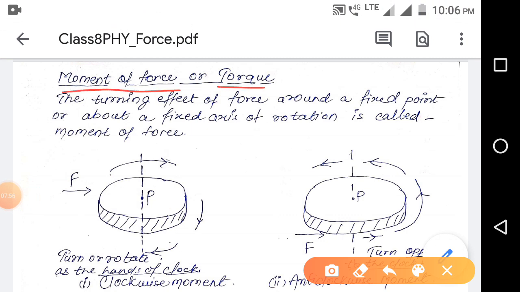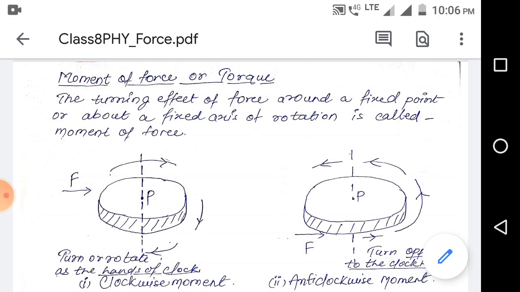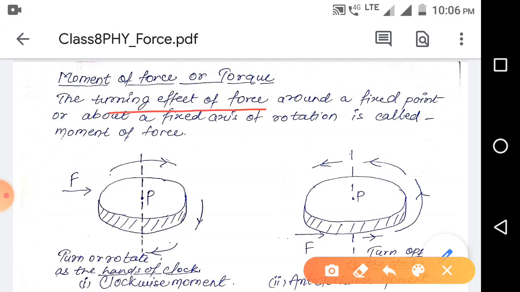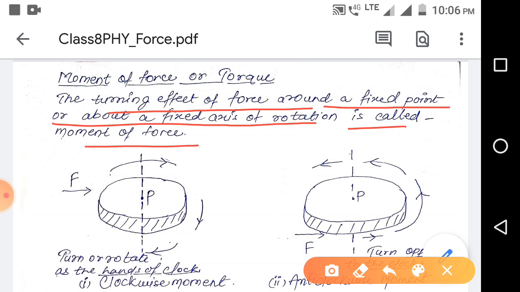So what is torque? It is the tendency of turning of an object, that means the turning effect of a force around a fixed point or about a fixed axis of rotation is called moment of force. It is the tendency of turning of a body whenever a force is applied.